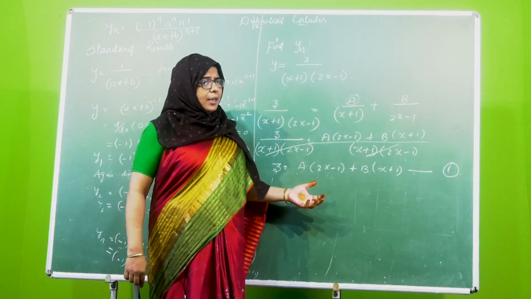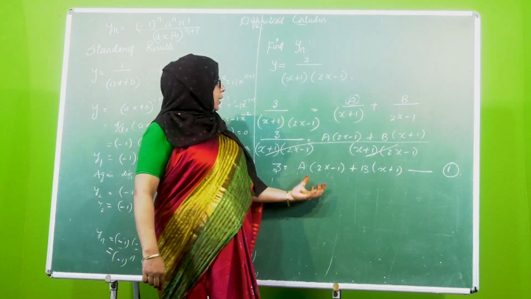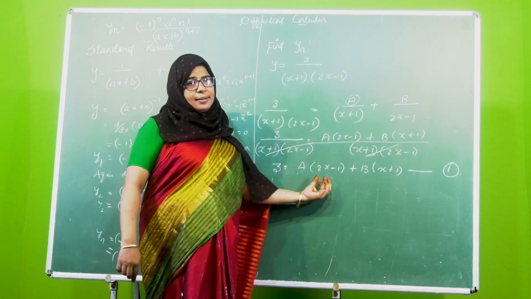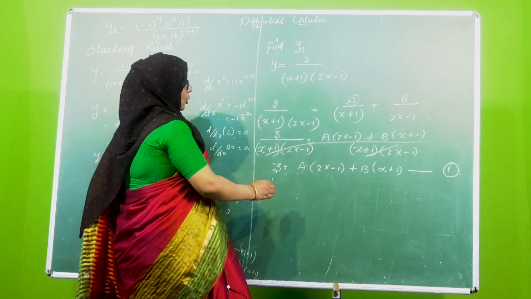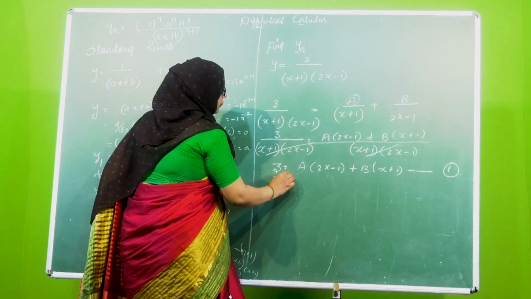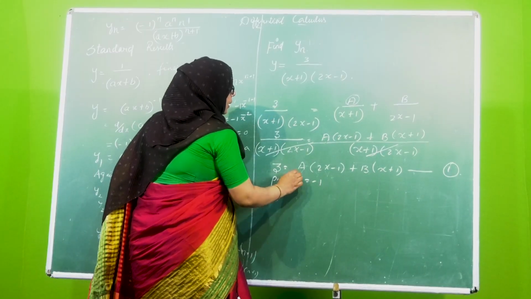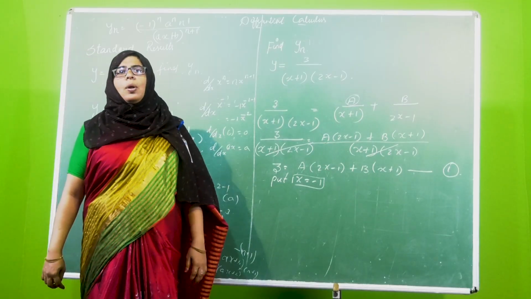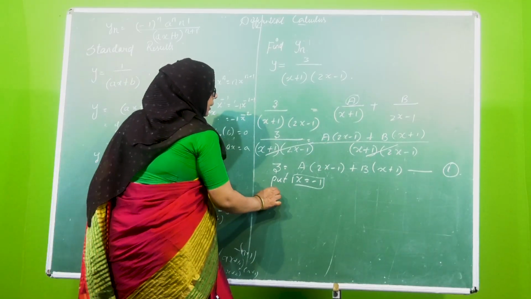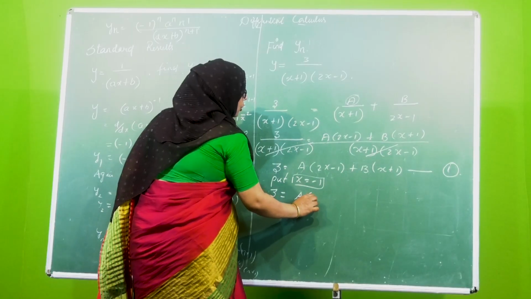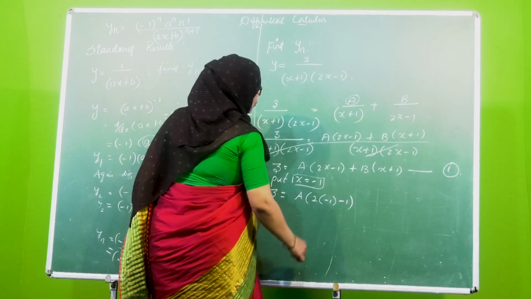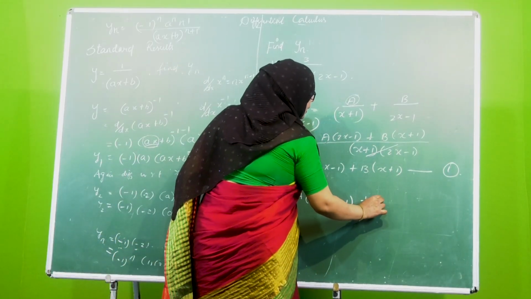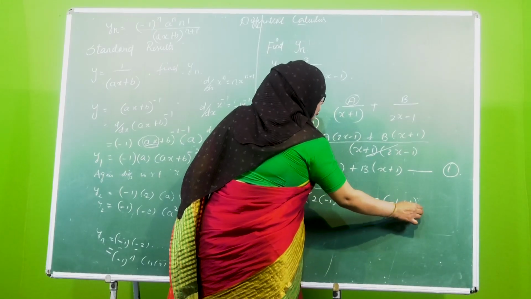Now, we have to find the values of the constants a and b. How can we find? So, in one term we are putting 0. How can we make 0? Put x is equal to minus 1. That is 3 equal to a into 2 into minus 1 minus 1 plus b into minus 1 plus 1.